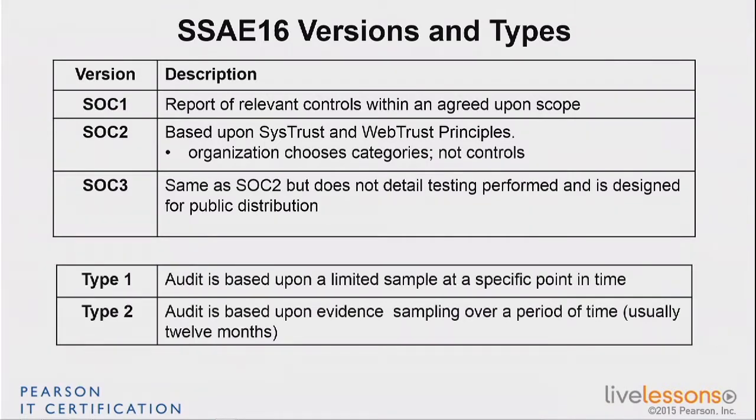There are also two types of SSAE 16. Type 1, the audit is based on a limited sample at a specific point in time. So in a Type 1 audit, again, the limited sample says we're going to test those controls perhaps today. It's a specific point in time. Where a Type 2 says the audit is based on evidence sampling over a period of time. Usually that's a 12-month period, sometimes that's 6 months.